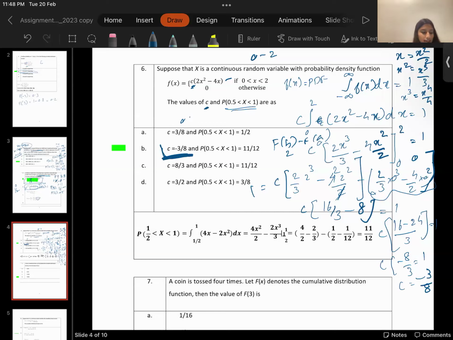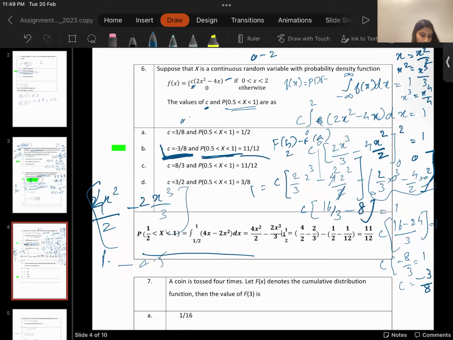Now what you want to do is calculate the probability between 0.5 and 1. So here in this equation, we substituted 0 and 2. Instead of that, the upper limit is 1, and the lower limit is 0.5. So you had this function, right? 4x square divided by 2 minus 2x cubed divided by 3. Instead of x, you substitute 1 and 0.5 and you solve for it, you will get 11 by 2 as given here. So that answers your question.